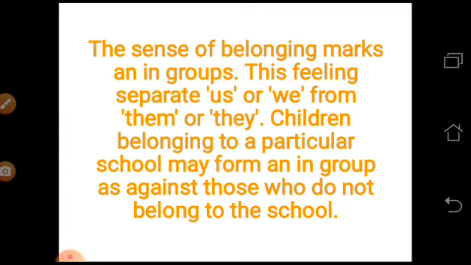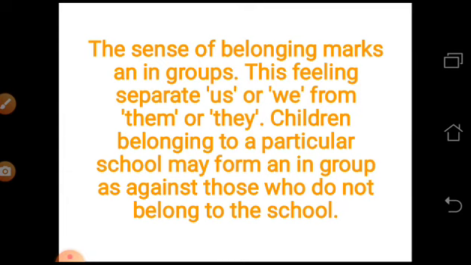The sense of belonging marks an in group. So a belonging will be there. This is my friends or my school, like school groups, my school students, like that. These feelings separate us or we from them or they. That means this is our school. When we say we, that means it is our group, or us.